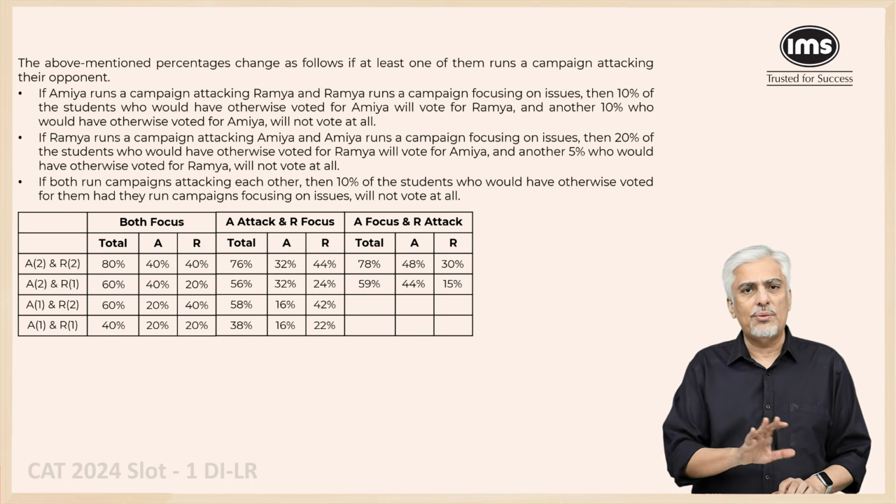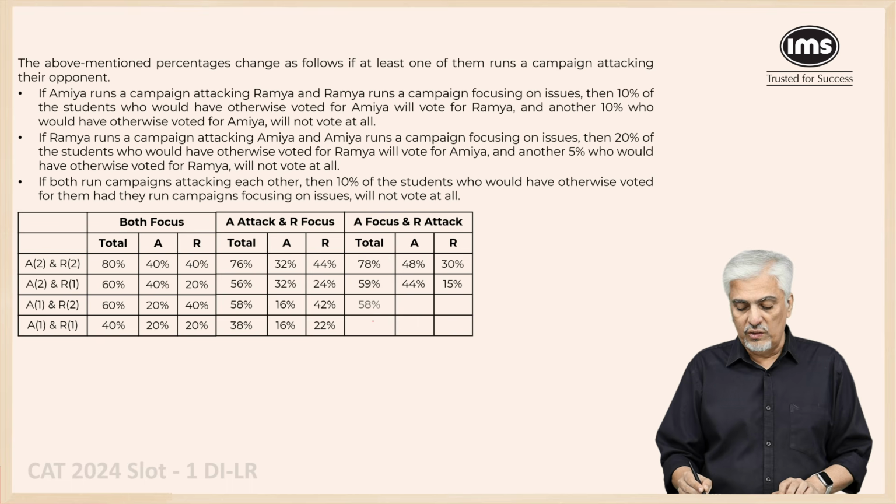Same logic I'm just applying, so I don't have to explain that again every time. Total will be 58 because 5% of this number will go out, and hence this will be 28 and this will be 30. Total over here will be 39, 24 and 15.